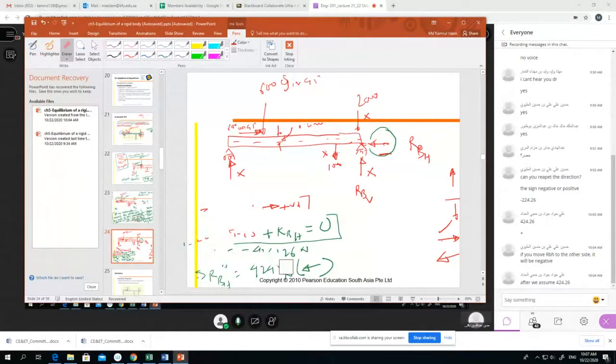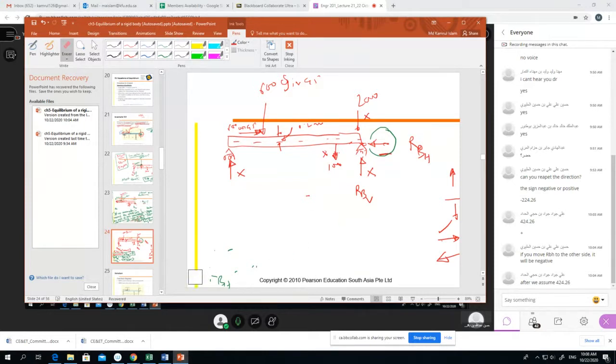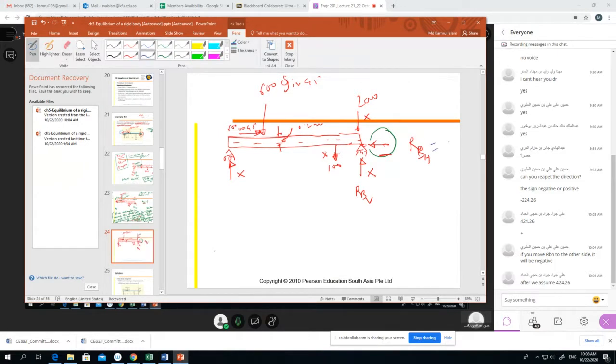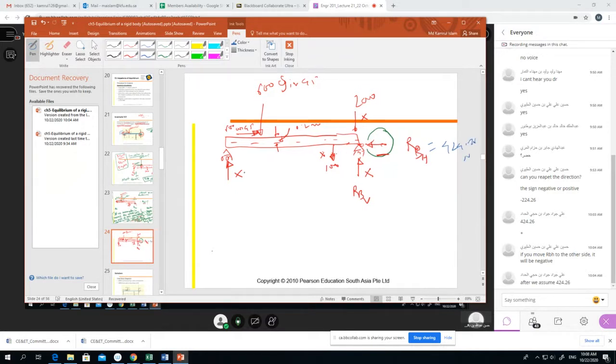Okay. Now, all right. So this is where you solve the problem, right? This is the way you solve the problem. Now we know the result of the first problem. We already got the result. This is 424.26 Newton.